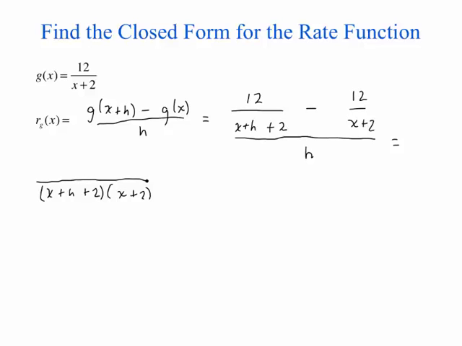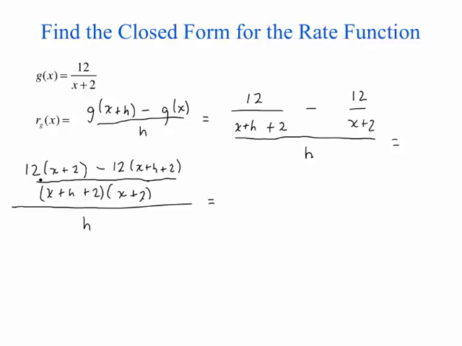And so what will we have to do to the first fraction to get that common denominator? Top and bottom by x plus 2. So we'll have 12 times x plus 2. And what will we have to do to the second one? Multiply top and bottom by x plus h plus 2. So minus 12 times x plus h plus 2. I did two steps at once there. I found a common denominator, and I subtracted those fractions in the numerator. And that whole thing is over h.